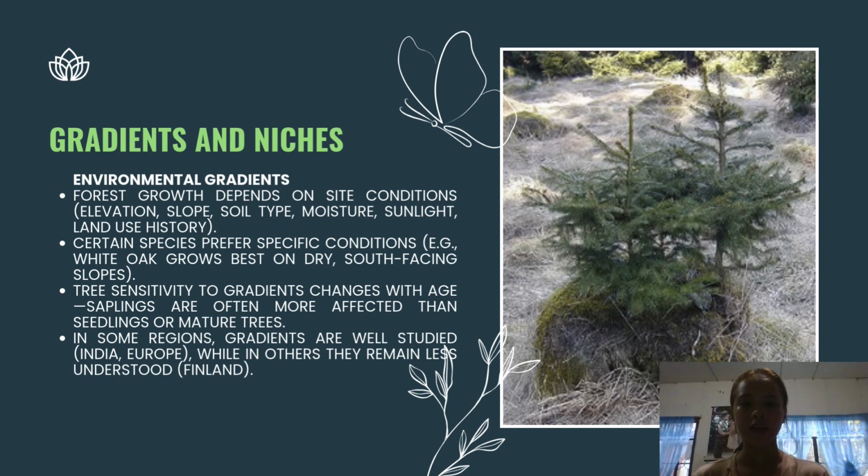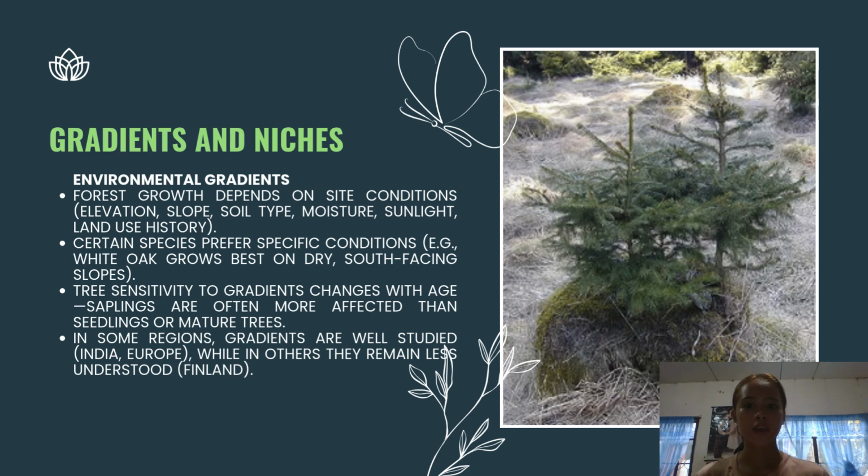Gradients and niches. Environmental gradients. Forest growth depends on site conditions like elevation, slope, soil type, moisture, sunlight, and land use history. Certain species prefer specific conditions, like white oak grows best on dry, south-facing slopes. Tree sensitivity to gradients changes with age, like saplings are often more affected than seedlings or mature trees. In some regions, gradients are well studied, like in India and Europe, while in others they remain less understood, like Finland.